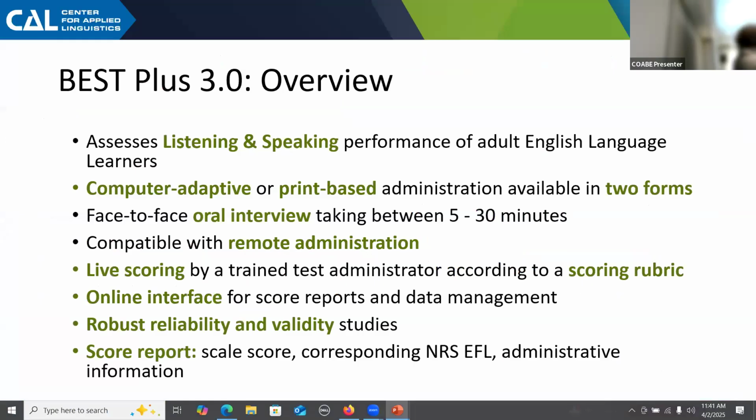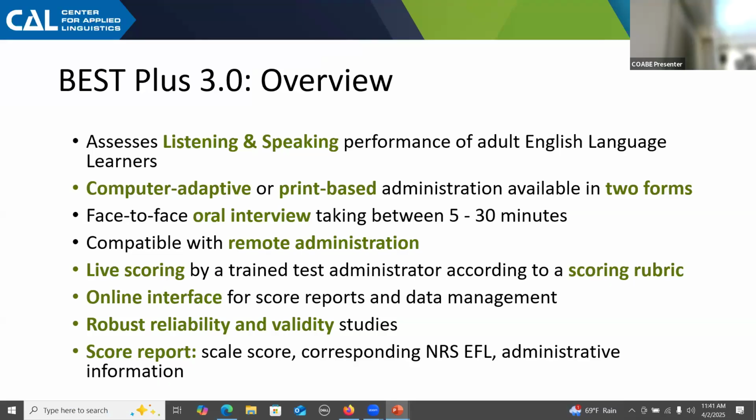Now to Best Plus. I'm sorry if I took too long with the introduction. So what is Best Plus? It assesses listening and speaking performance of adult English language learners. It is a multi-stage computer adaptive test that is also available as a print-based administration. There are 2 parallel forms of Best Plus 3.0 available. It is a face-to-face oral interview that takes between 5 to 30 minutes.